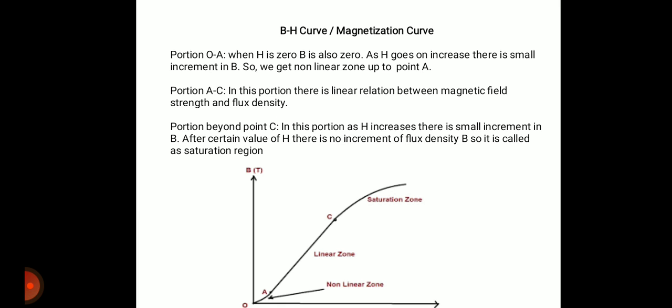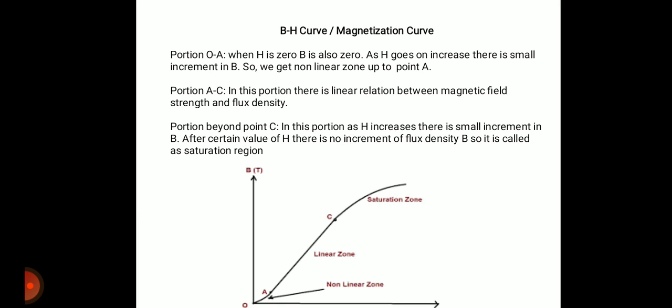From point A to C, there is an increment in H and a linear increment in B, so it gives us a linearly proportional graph, or the linear relationship between H and B. So it gives us the linear zone.